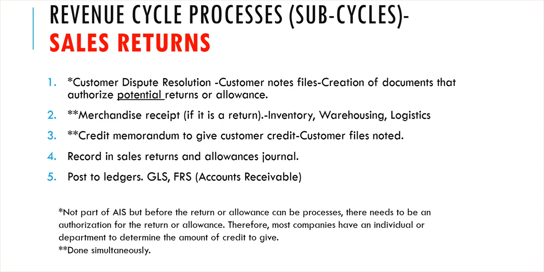And sometimes you are going to be recording the sales return in a separate journal called a sales return and allowances journal. Why would you do that? If a company has a lot of transactions in this area, a lot of returns, and it's just convenient for them to do this, then they are going to use a separate journal. If the company does not have very many returns, which is the case with our Warren Sports Supply, then it gets recorded in the sales journal.